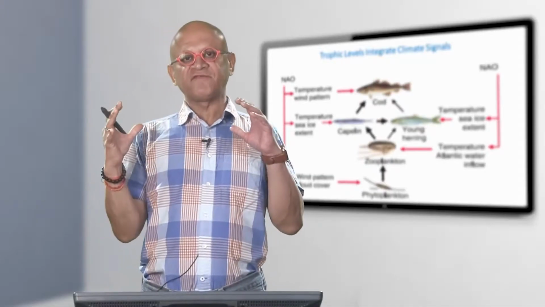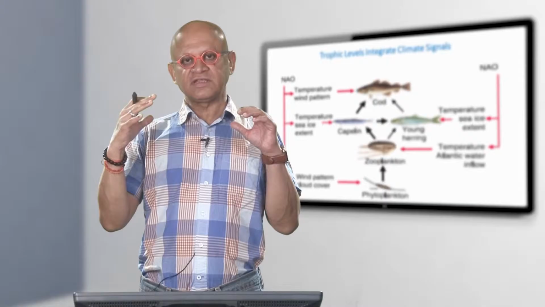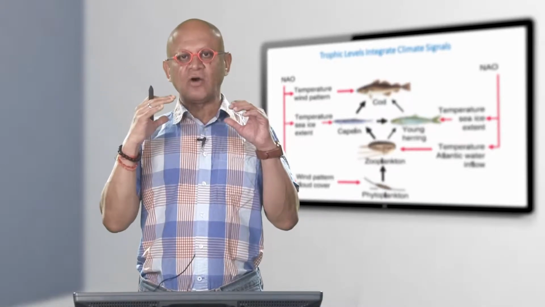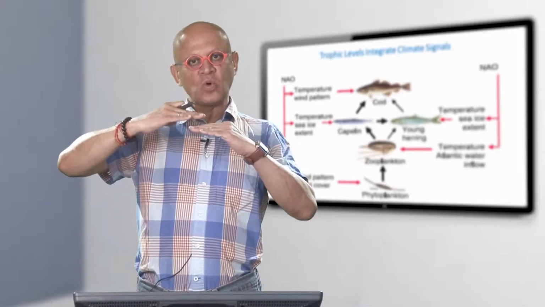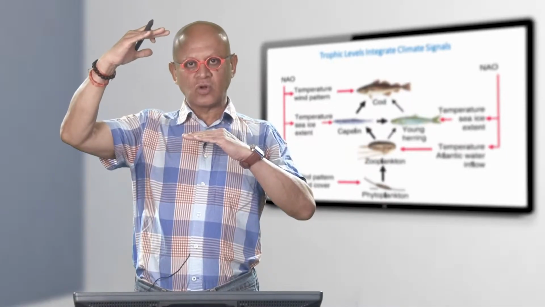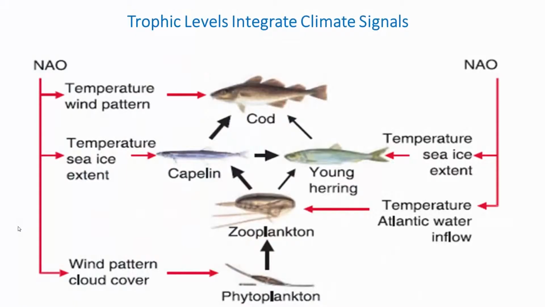We said climate affects species and human activities are also affecting species, but how exactly are the species being affected? So, it depends on where you are in the food chain, or the so-called trophic level. Here is an example that shows that.